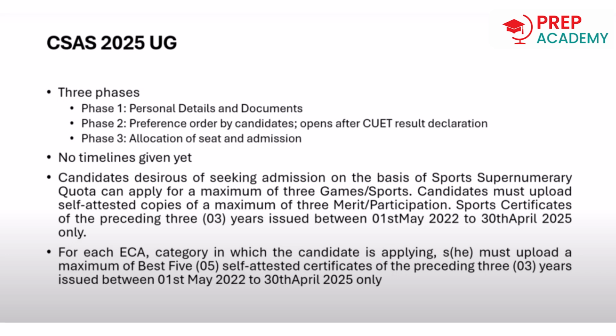Next, the ECA category. For those with talents beyond academics, whether it be creative writing, debate, dance, digital media or music, here you will need to upload your best 5 self-attested certificates. The same date range applies as I said earlier, May 1st, 2022 to April 30th, 2025.